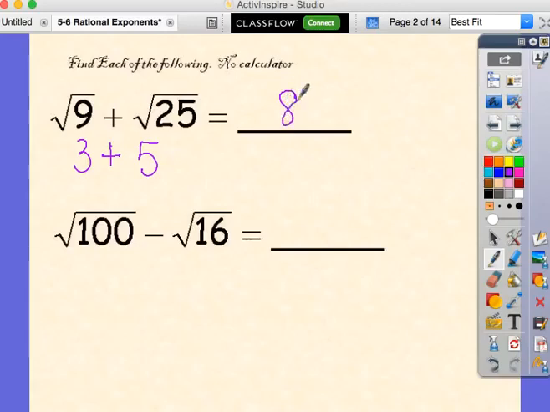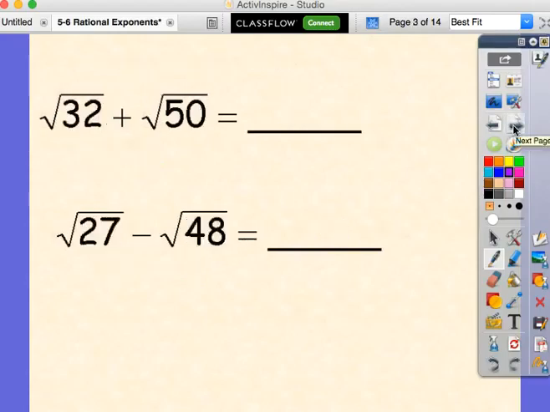Okay, let's look at another one. The square root of 100 is 10. Minus the square root of 16? 4. Remember, 8 times 8 is not 16. 4 times 4 is 16. And then 10 minus 4 is 6.